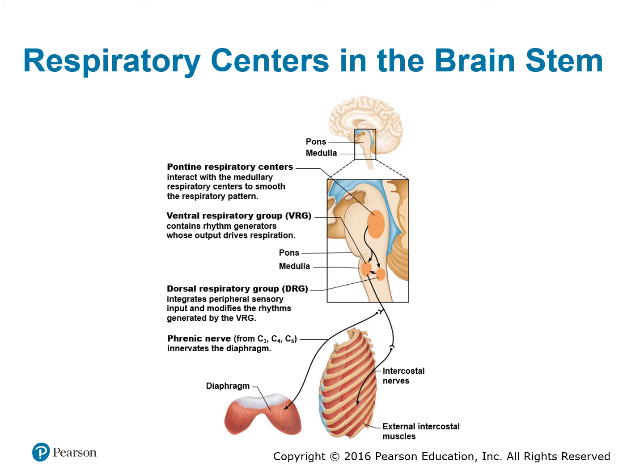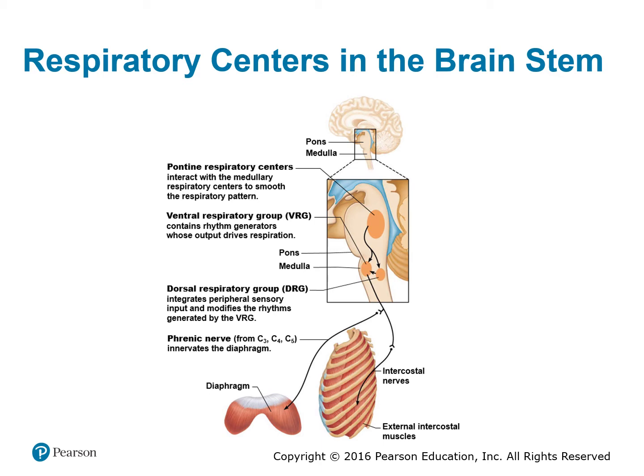In the dorsal respiratory group, or the DRG, there are networks of neurons that are located near the roots of cranial nerve 9. This group integrates input from the peripheral stretch and chemoreceptors, and then sends information to the VRG neurons. Not much is known about this group of neurons, but just know that the DRG is important for integrating the peripheral sensory input and modifying the rhythms that are generated by the VRG.